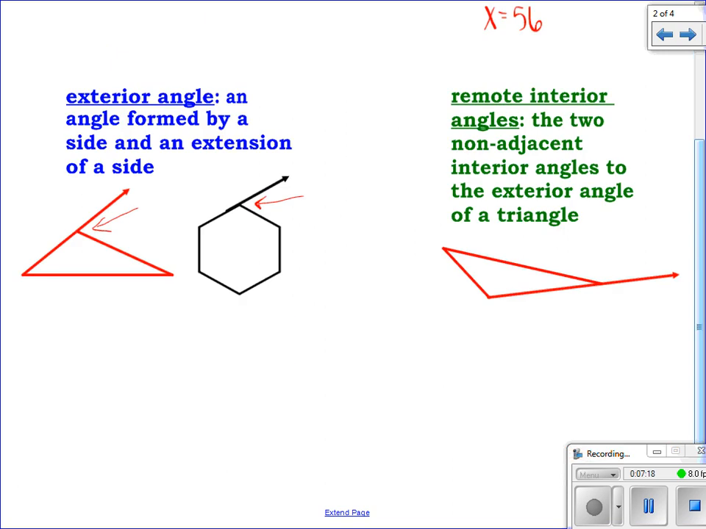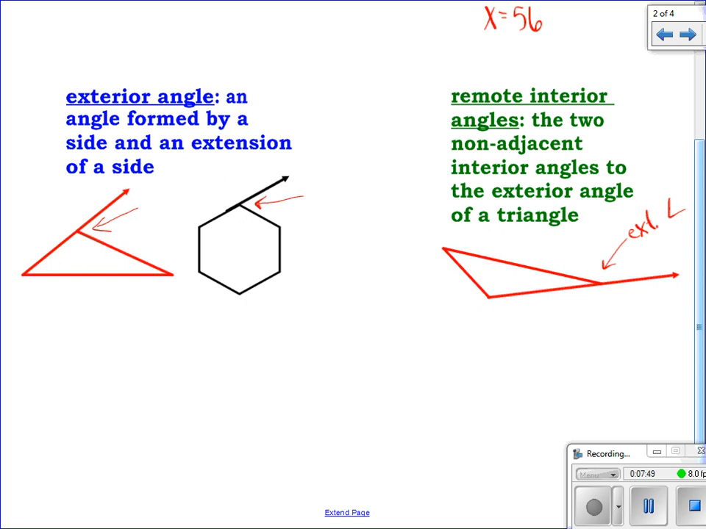The other thing we have to understand is where the remote interior angles are. So if you have a triangle, by the way, what is this called? This one right here. That's the exterior angle. Remote. What does remote mean other than a TV remote? If something is remote, it's all by itself, far away. If you're living in a remote area, you're kind of alone, away from everything else.